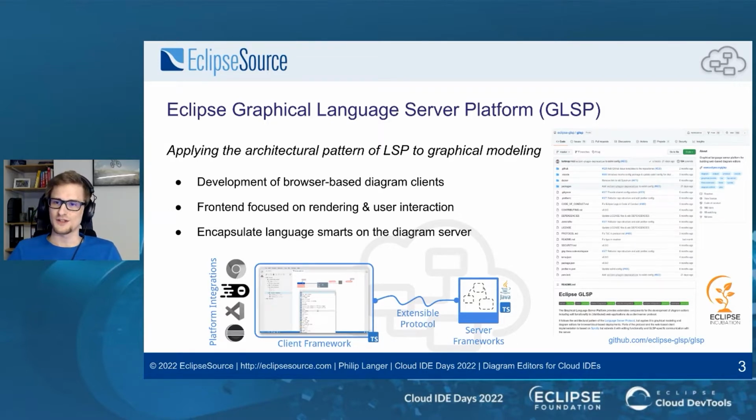The GLSP project is, as I said, open source at the Eclipse Foundation. You can find it on GitHub under this URL. Please feel free to check it out. So basically, what this project provides is four types of components. First of all, it provides server frameworks that allow you to build specific diagram servers for your diagram language efficiently. GLSP provides two server frameworks for that. One is based on Java, if you prefer that, or one is based on Node.js, so that you can also use TypeScript to develop your diagram servers.